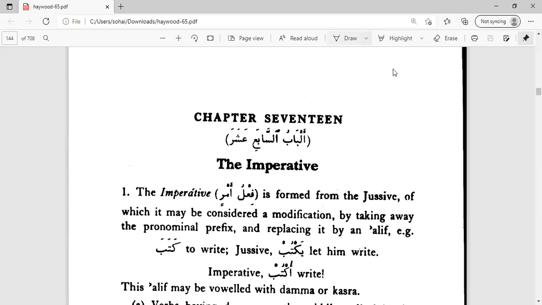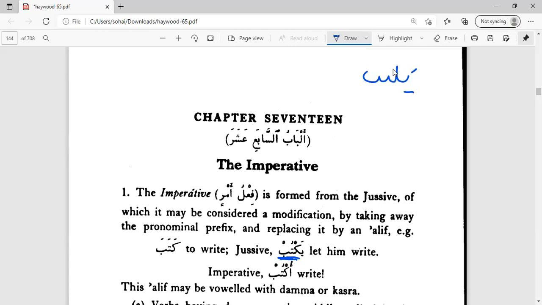However, when the ya drops, the kaf has a sukoon. So we can't have kaf, ta, ba with the first letter starting with a sukoon, because you can't pronounce that. So to overcome this, we add an alif at the start.